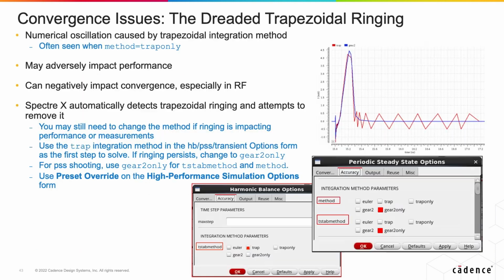The other thing that may cause non-convergence is trapezoidal ringing. In APS, if you have non-convergence because of trapezoidal ringing, then you can change the method, whereas in Spectre X, trapezoidal ringing is detected automatically and they change the method automatically if needed. So that is another source of non-convergence.